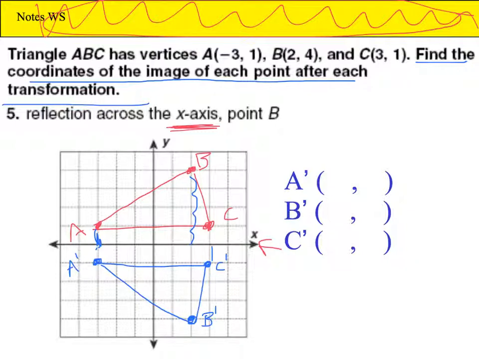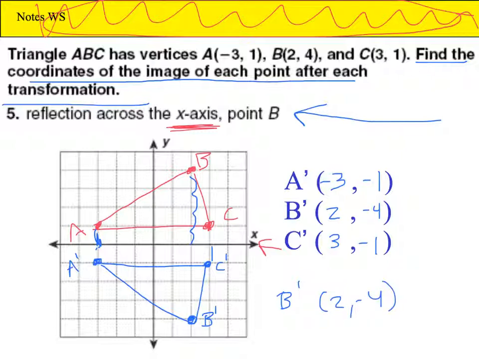Now, the question asks, find the coordinates of the image of each point after the transformation. So after the transformation, A prime is at (-3, -1). B prime is at (2, -4). C prime is at (3, -1). Now, it asks me specifically for my point B, so point B prime is (2, -4). So you find each of those points, then rewrite that last point in there. Make sure you identify each point, draw your shape, reflect over the x-axis, and solve.